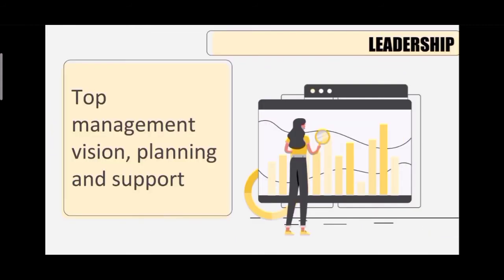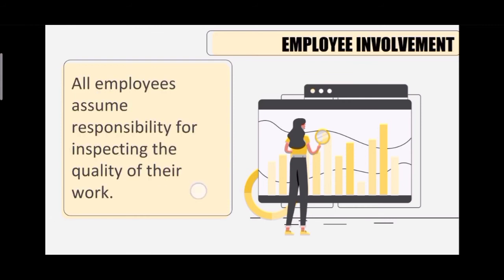So first we have leadership, which is the top management vision, planning, and support. This is basically how the leaders at the top manage the business operations. Next, we have employee involvement. All employees assume responsibility for inspecting the quality of their work. So this means that every employee has their role to play in ensuring the quality of their work.